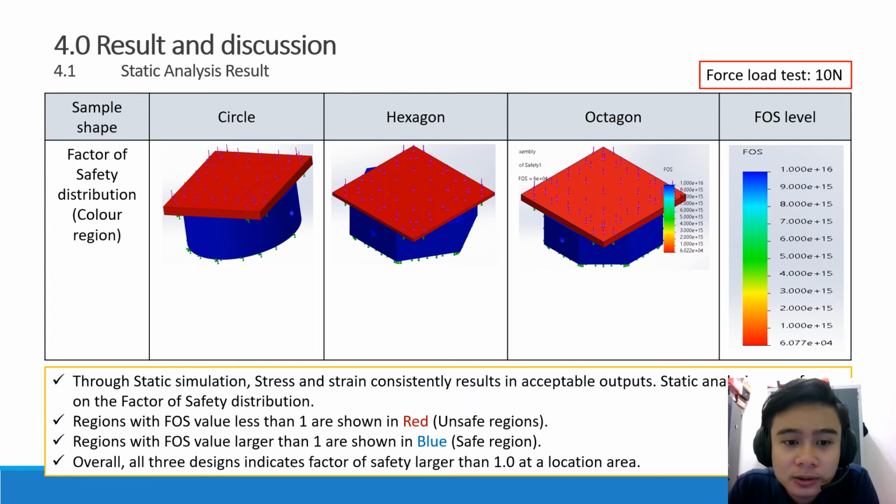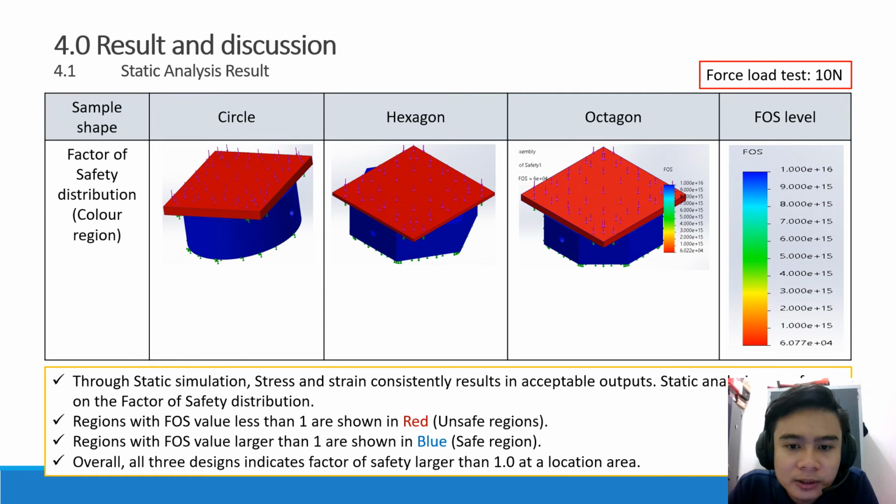This is my result and discussion. This part is more focused on the static analysis result for factor of safety distribution by color region. Blue color indicates the safe region and red color indicates the unsafe region. An unsafe region means the value is less than 1, and a safe region indicates a value larger than 1. An unsafe region means that some part of the design has a weak spot.